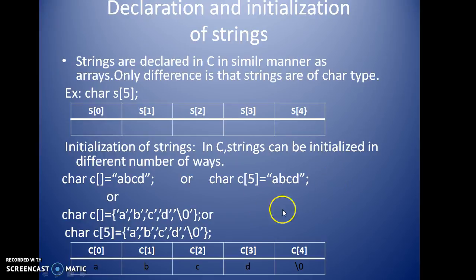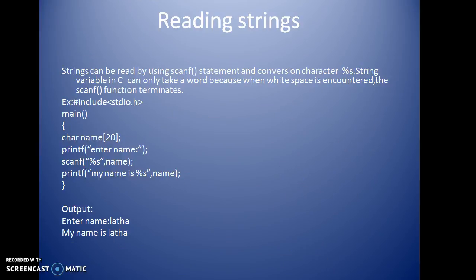Suppose you use the values A, B, C, D. The string here is A, B, C, D. How will each character be represented using arrays? In C of 0 the character A will be stored, in C of 1 B will be stored, in C of 2 C will be stored, in C of 3 D will be stored, and the last one is the null character. So like this we can declare strings and assign the values, that is, initialize the values using strings and arrays.